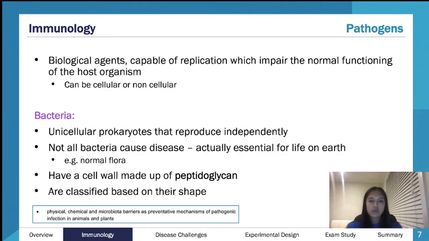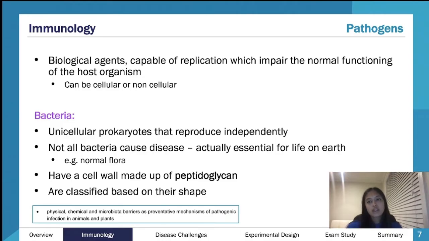But in terms of the actual pathogens that you have to know, bacteria are a really important one. They're probably the most common one that pops up on your exams. So, unicellular prokaryotes. They are cellular, but it's just one cell compared to your eukaryotes and your more complex ones. Prokaryotes are very, very simple organisms reproducing independently via binary fission, and that is a big problem for us because they can reproduce really, really quickly.